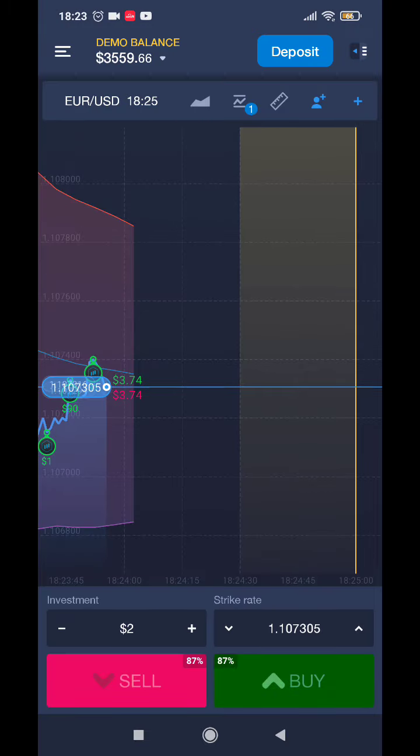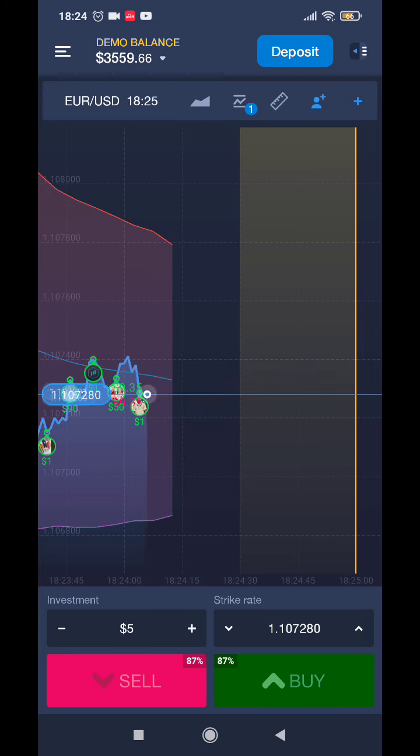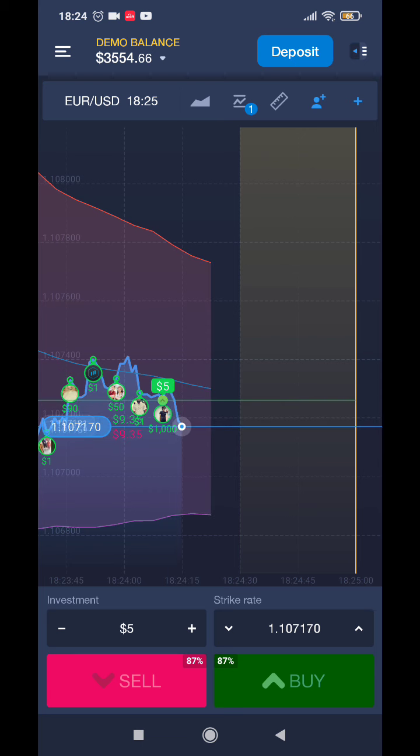Our demo balance is $3,559. So now I am going to invest $5, but not now. Wait for a best moment. So I am going to sell $5. So let's see what happened. Market going down.